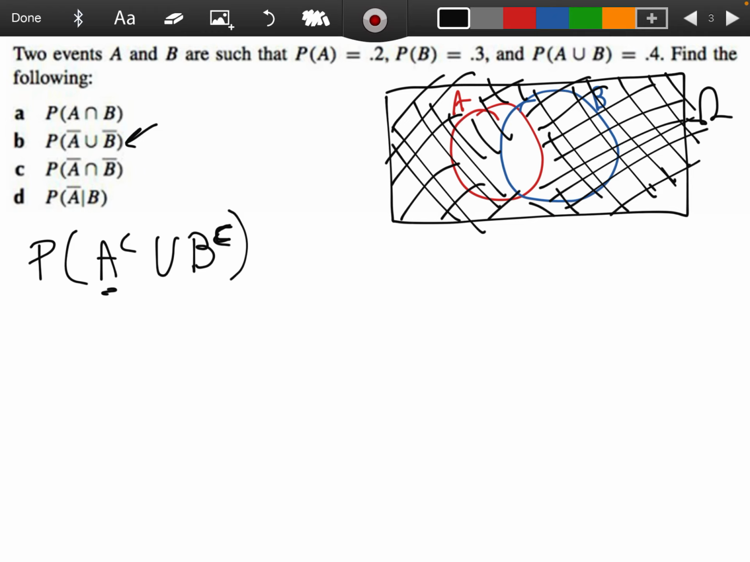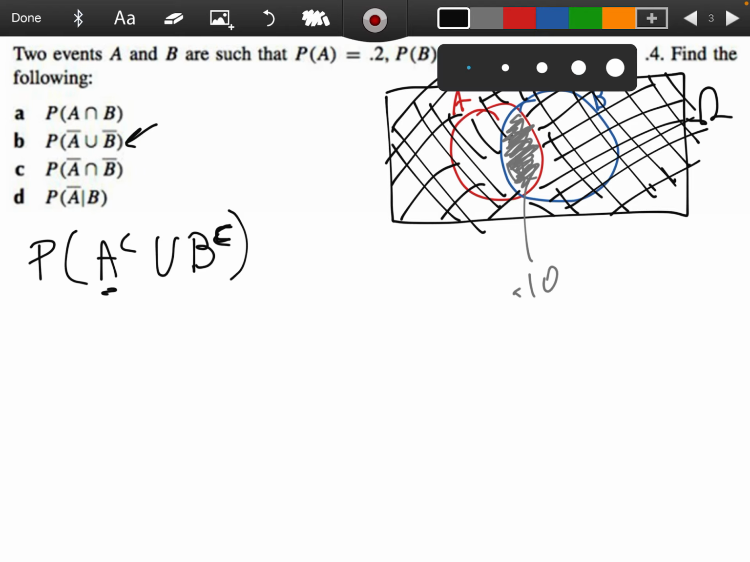We know that this intersection, this piece, the only part that wasn't shaded, we figured out that the probability of that was 0.1 or 0.10. Notice we can think of this in two ways. I mean, we can see right away that the answer is going to be 0.90, but let's belabor it a little bit.